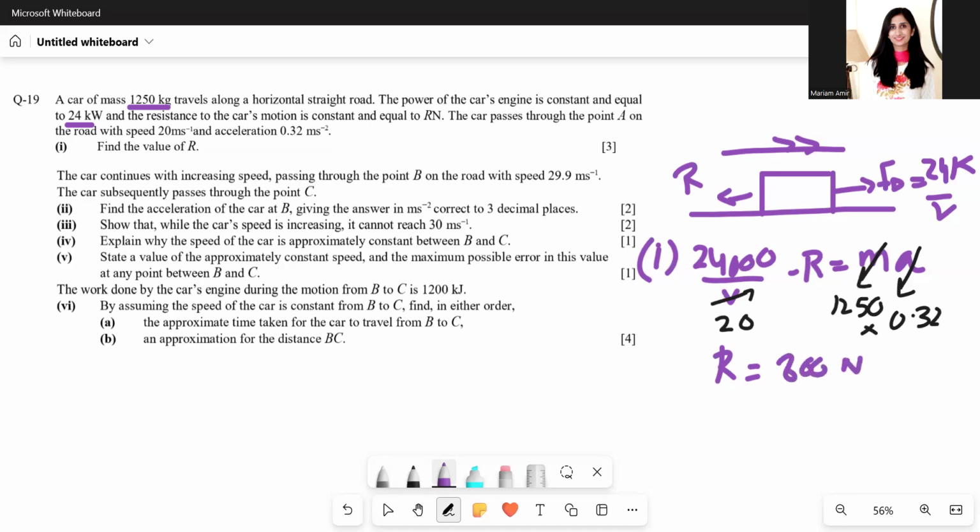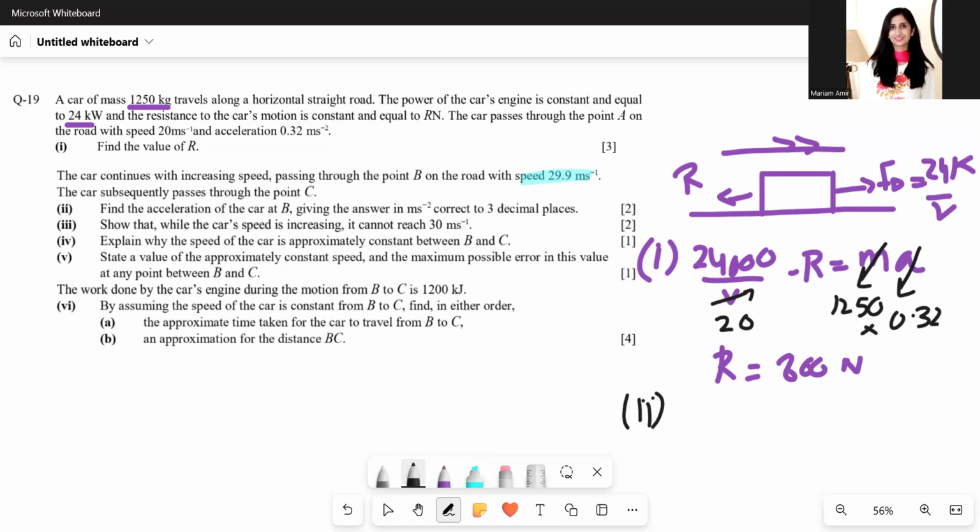Part 2 says find the acceleration of the car at B. Give your answer in meters per second square, correct to 3 decimal places. Okay, what do we know? We know about B that the speed is 29.9. So we're going to use Newton's second law again.